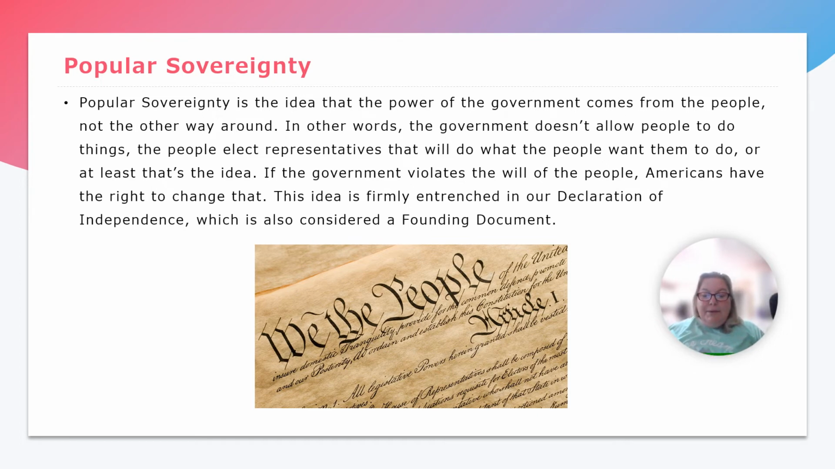In other words, the government doesn't allow people to do things. The people elect representatives that are supposed to do what the people want them to do, or, you know, that's the idea. If the government violates the will of the people, the social contract, the Americans have the right to change that. This idea is firmly entrenched in our Declaration of Independence, like I said, which is also considered a founding document. So popular sovereignty is the idea that the power of government comes from the people.